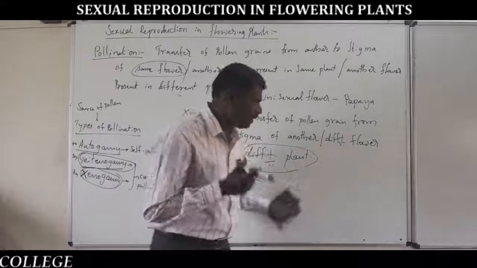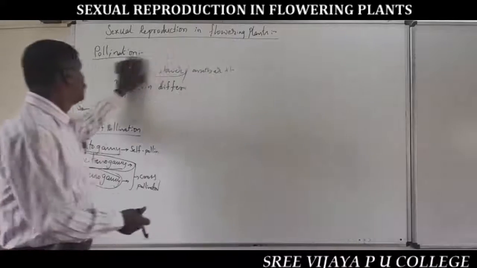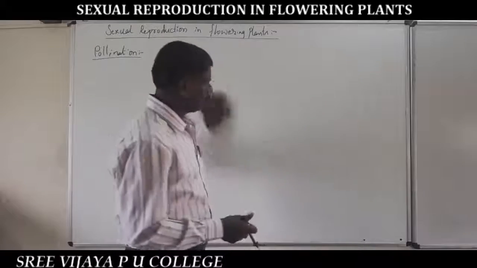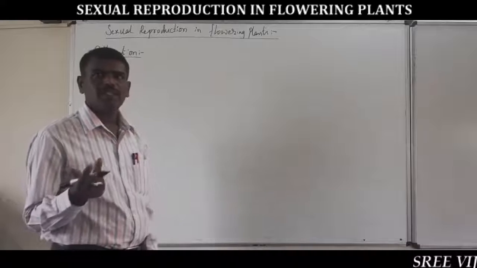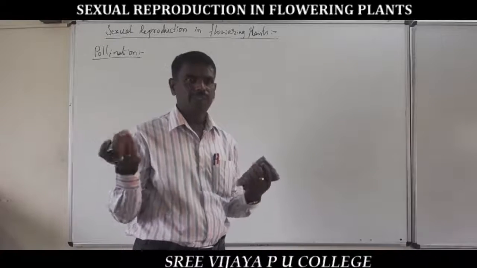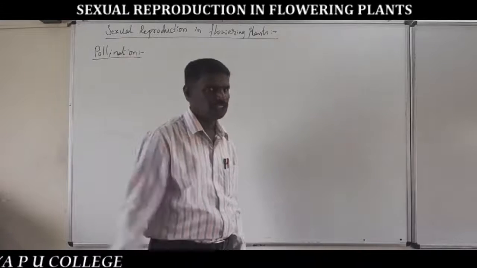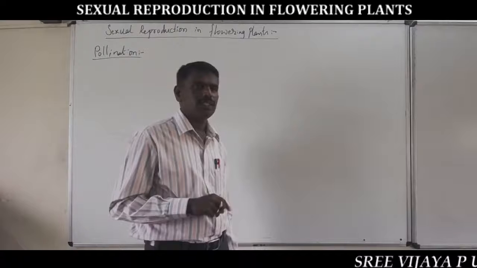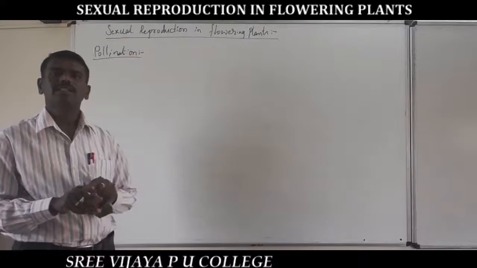So these are the three types of pollination: autogamy, xenogamy, and geitonogamy. Basically, there is self-pollination and cross-pollination. Self-pollination is pollination occurring in the same flower, a single flower. Cross-pollination is the pollen of one flower transferred to another flower. Geitonogamy and xenogamy are both comprised in cross-pollination.